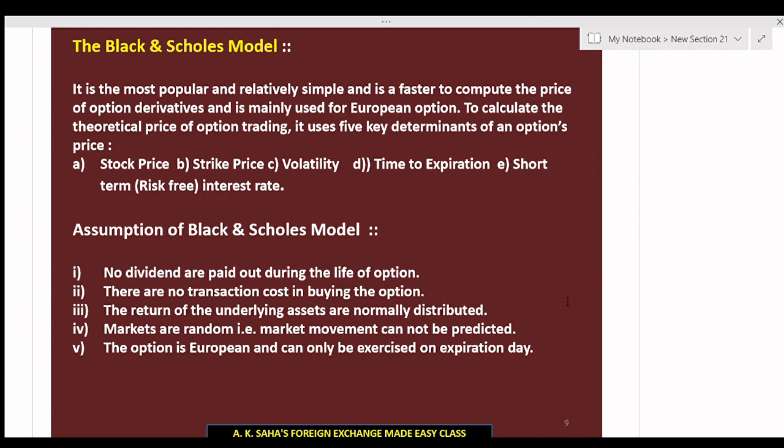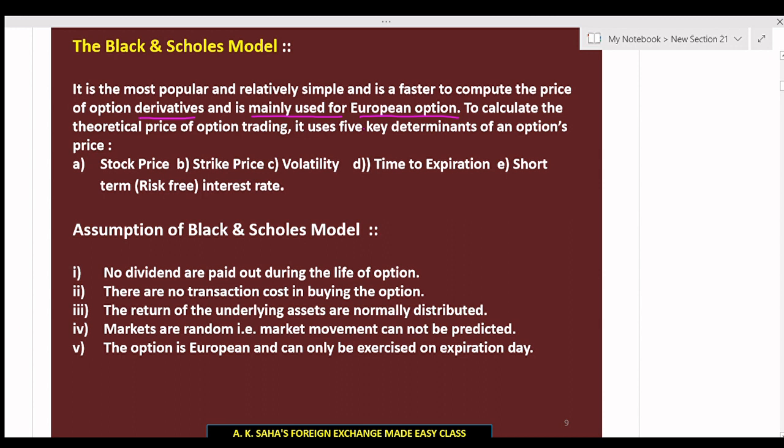Today is the 22nd session. Today I will start the Black and Scholes model, problem and its solution. The Black and Scholes model is the most popular and relatively simple, and it is faster to compute the price of option derivatives and is mainly used for European options. You know what is a European option and an American option.